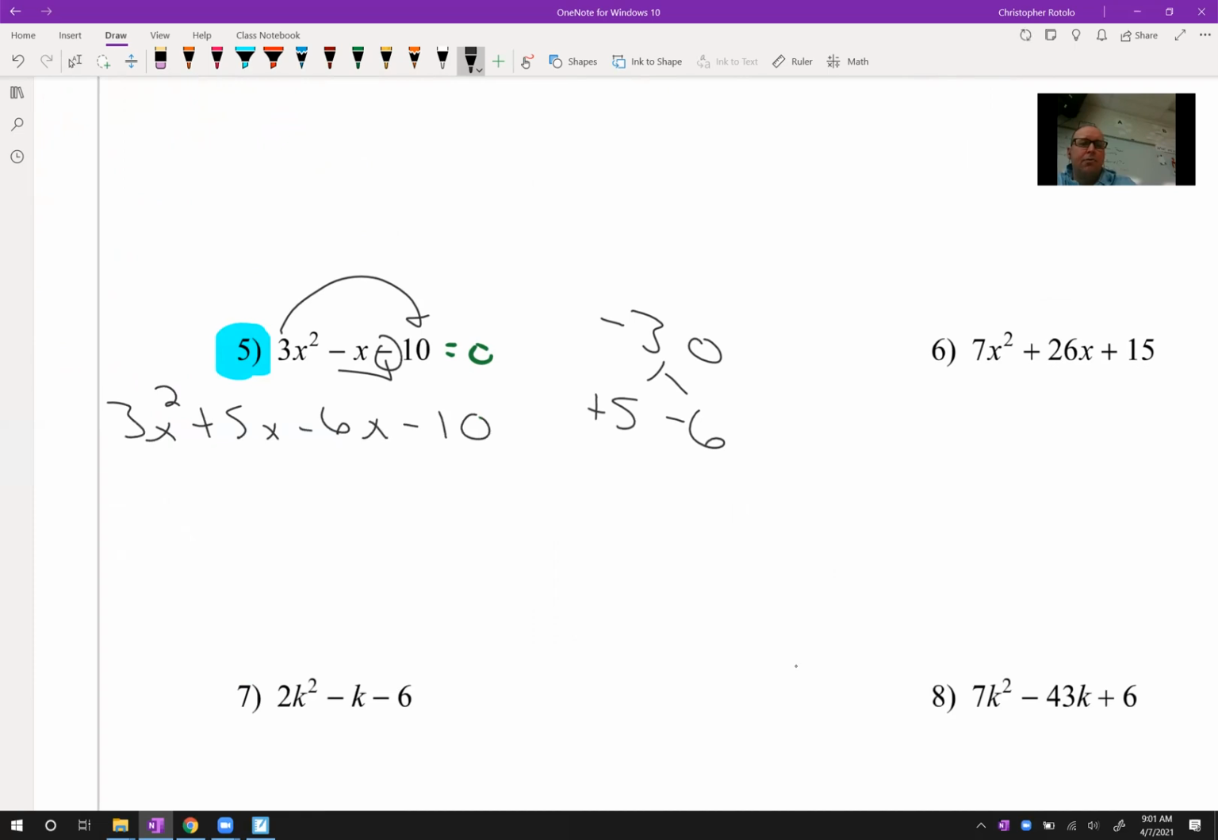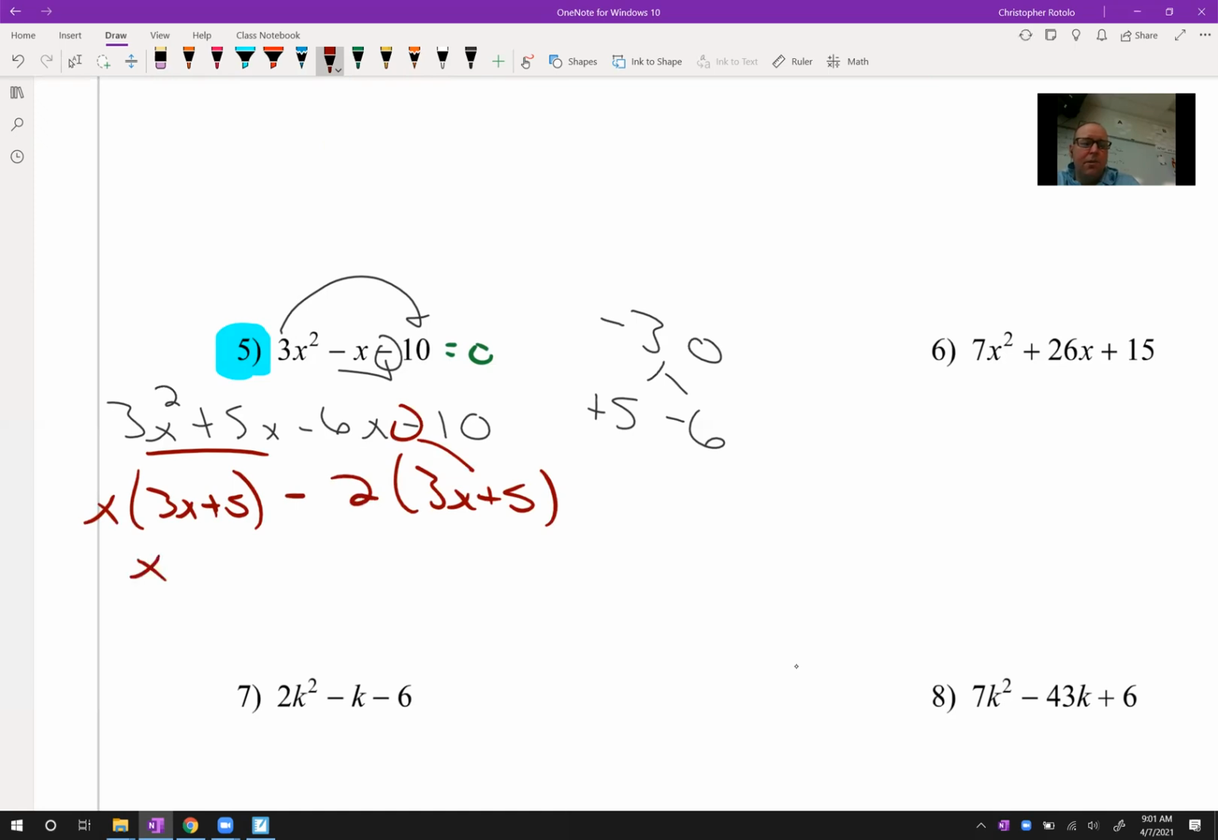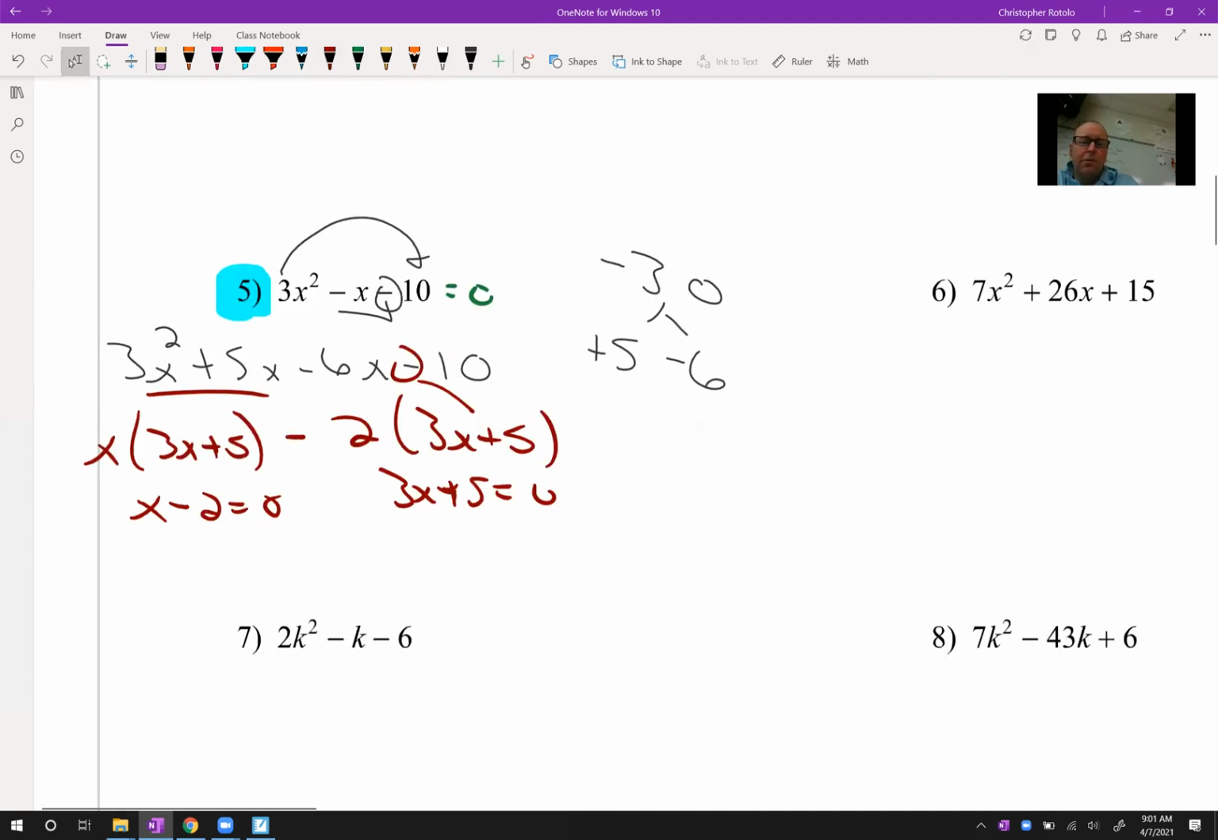All right, let's factor by grouping now. So 3x squared and 5x, they both have an x. So I want 3x plus 5. I need to get 3x plus 5. All right, so I know I have a sign changer, negative, and 6 divided by 3 is 2. 10 divided by 5 is 2, so there we go. X minus 2 equals 0. 3x plus 5 equals 0. So those are the two little equations that I'm doing all this work for that I want to solve.